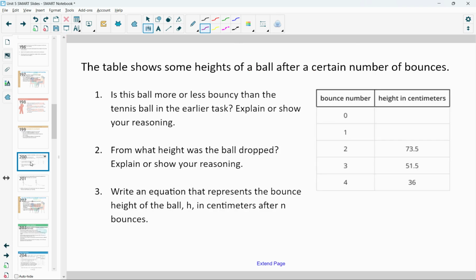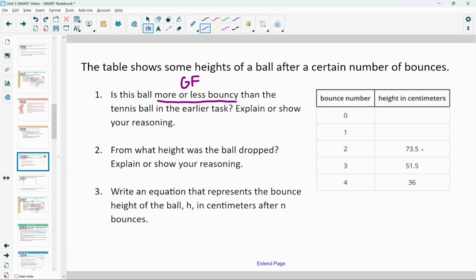The table shows some heights of a ball after a certain number of bounces. Is the ball more or less bouncy than the tennis ball in the earlier task? Explain or show your reasoning. So the bounciness is really kind of like the growth factor, right? So for more or less bouncy, we would be wanting to look at the growth factor. How much of its initial height does it lose on each bounce? If it loses a lot, then it's not very bouncy. If it doesn't lose very much, then it's pretty bouncy.